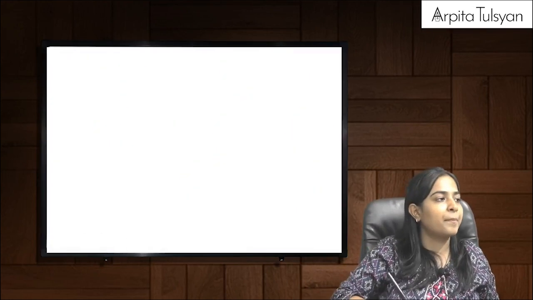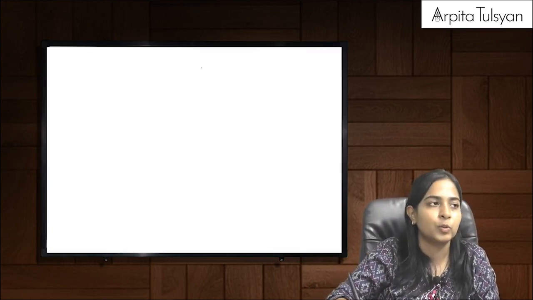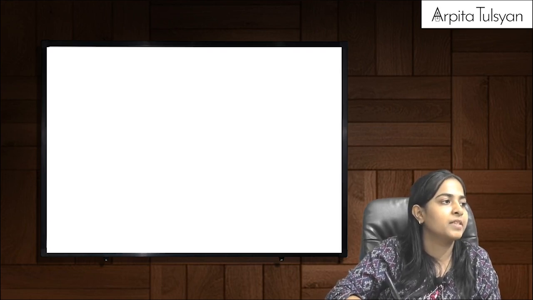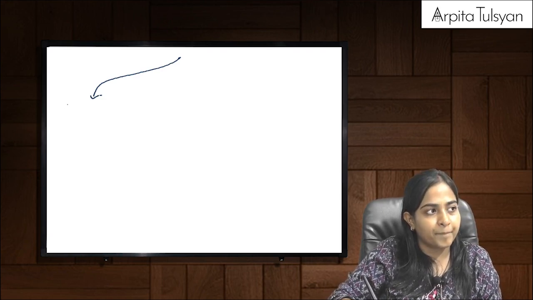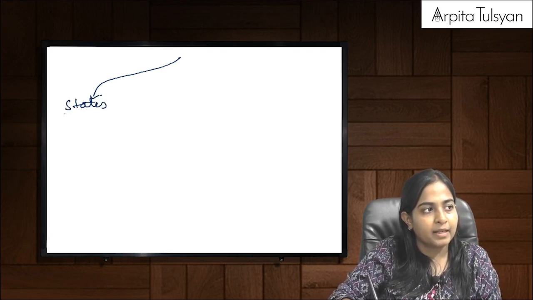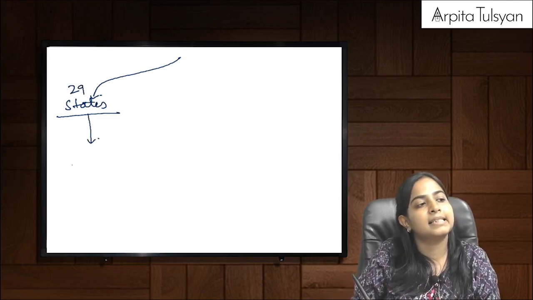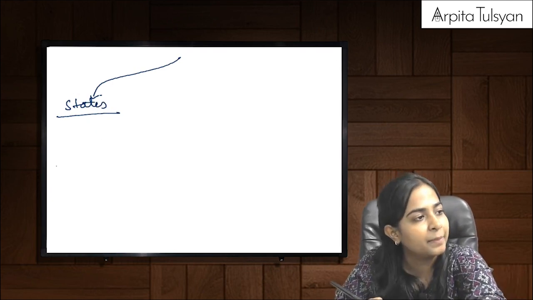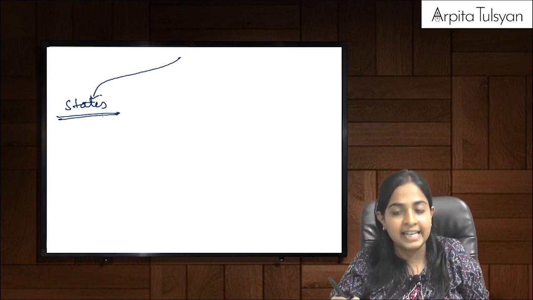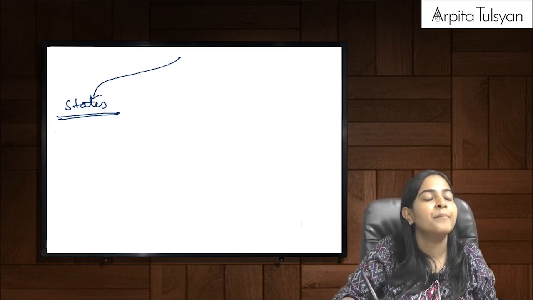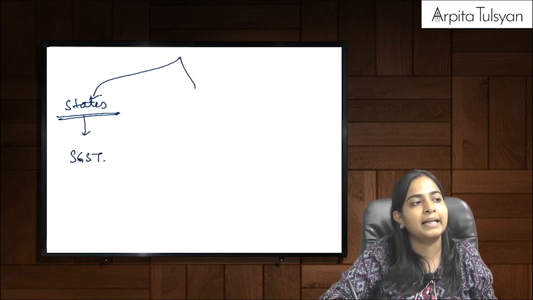So to sum up, let's write it in this way. Everyone, I'm just concluding it. Pay attention here, everyone. When we talk about states, then we can say 29 states, or let me just write it as states here, because that will include your Delhi, Jammu and Kashmir also if I write 29. So we can say states will normally follow the SGST Act, right?